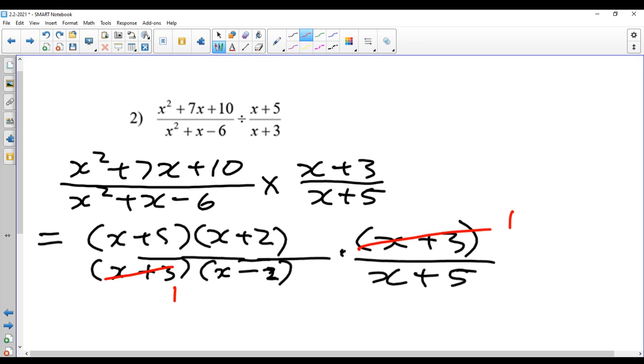What else do you see, Aaron? Yep. Another 1 here, another 1 there. Anything else? Yes. No, they cannot, because they're not the same. Okay? So it means that we're stuck with what we got. 1 times x plus 2 times 1, which means we just have x plus 2 on top. And on the bottom, we just have x minus 2.